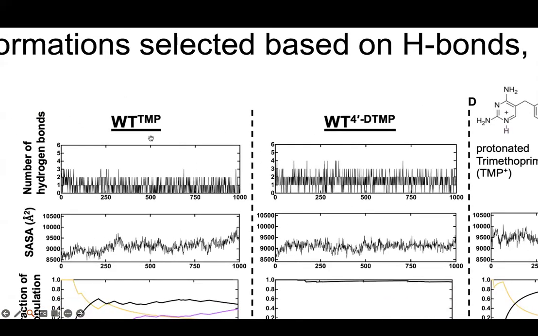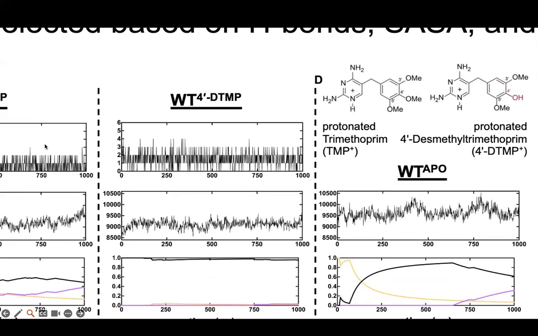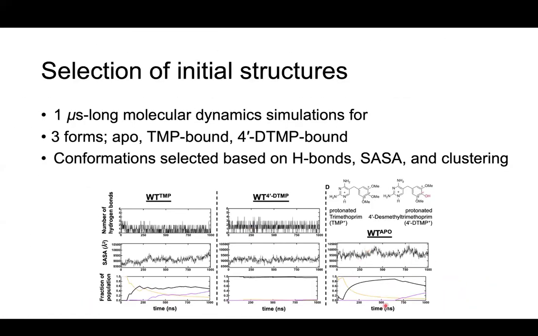In here, you can see that, let me convert the laser pointer. So this is the apo form. This does not have any hydrogen bonds, but in here, this is one of the TMP bound and the DTMP bound forms. It has some hydrogen bonds. And as you can see, they change through the MD trajectory, which means that hydrogen bonds are not a static phenomenon. They change through the MD simulation, and therefore they are dynamic.